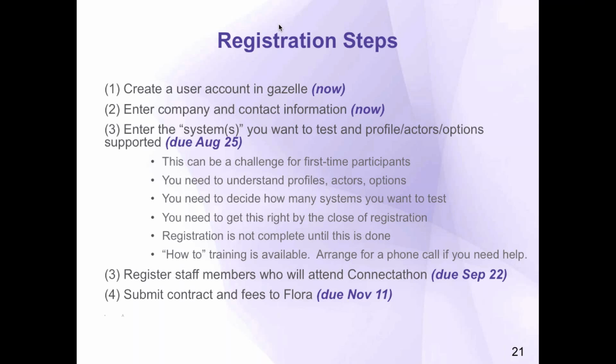You will enter the profile actor options that your system supports and save that information. And it's really representing your profiles and actors in the system that we call system registration. Later on, we're going to ask you in September to tell us who is going to come, the people. That's called staff registration. Don't worry about that now. I'll prompt you to do that later in September. And then there's a contract and fees that are due to Flora later in November.